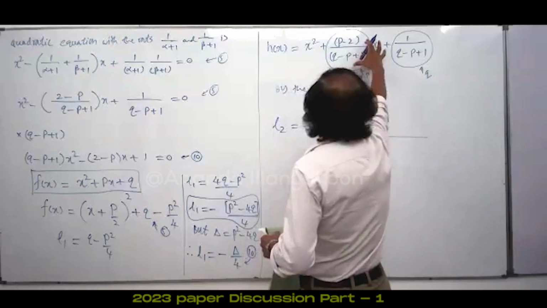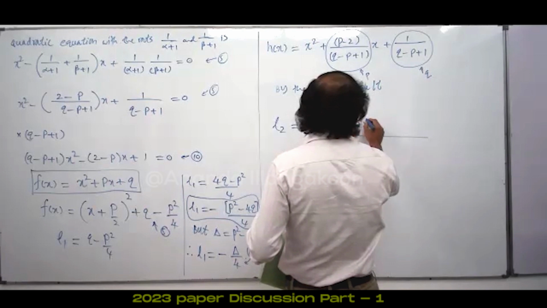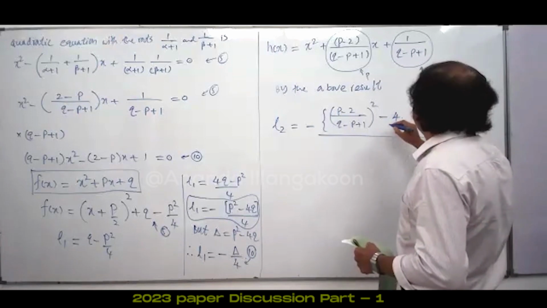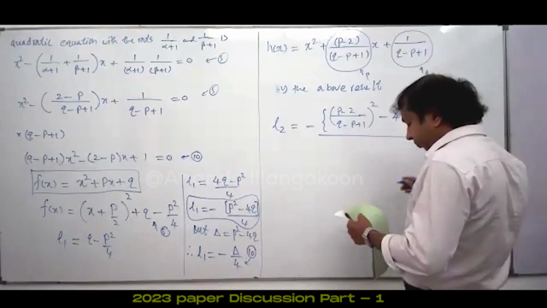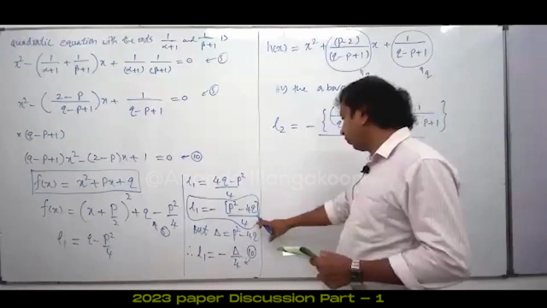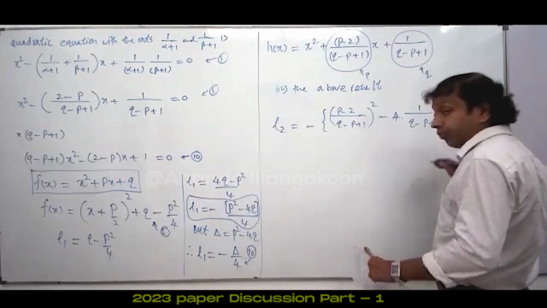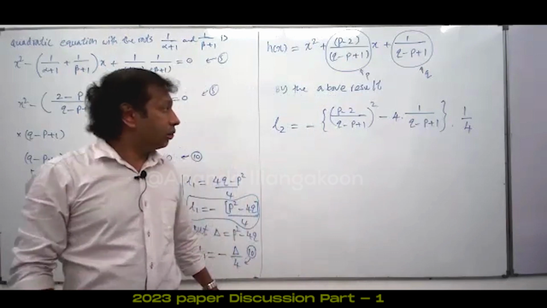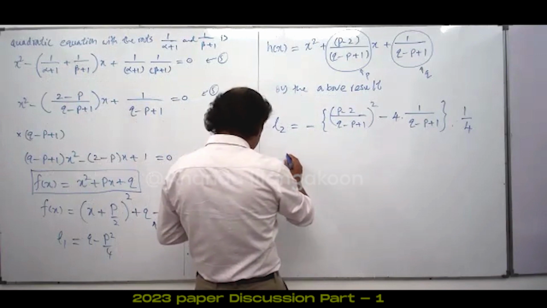P squared means square of this. P minus 2, Q minus P plus 1, perfect square, minus 4 into Q. Q is this, 1 over Q minus P plus 1. It should be divided by 4, no? This 4, shall I write that 4 as multiplication of 1 upon 4? Correct, no? Dividing by 4 means multiplying by 1 upon 4. Okay, no? Now we have to simplify this. Right, I'll simplify this now, people.